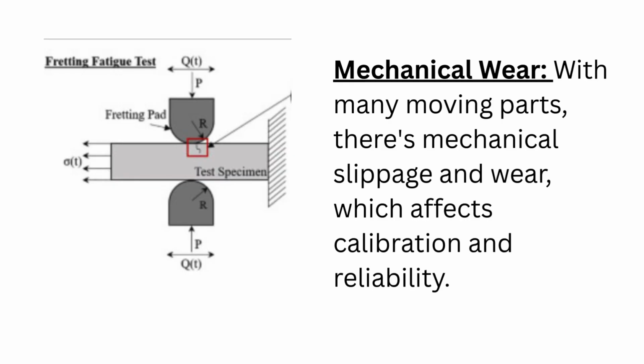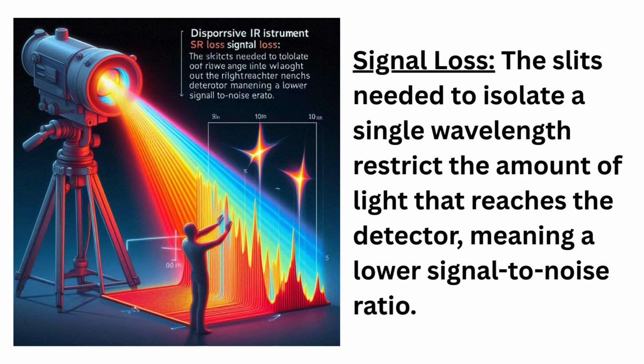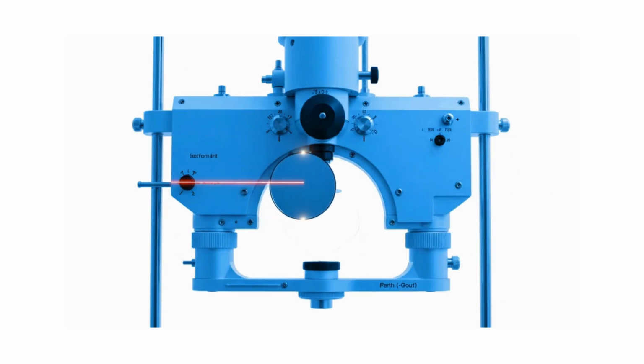Mechanical wear. With many moving parts, there's mechanical slippage and wear, which affects calibration and reliability. Slow scan speeds. Measuring one wavelength at a time is incredibly slow. You can't monitor a fast-changing system, like a chemical reaction in real time. Signal loss. The slits needed to isolate a single wavelength restrict the amount of light that reaches the detector, meaning a lower signal-to-noise ratio. In contrast, FTIR is an engineering marvel.